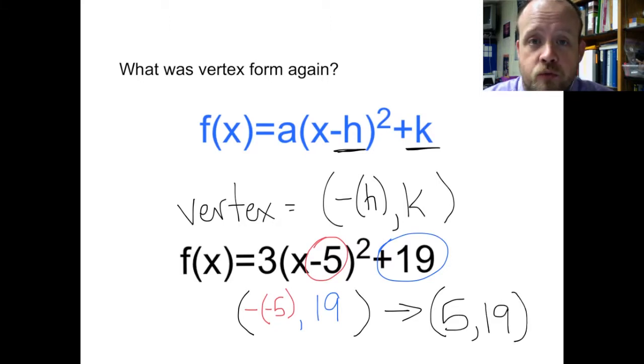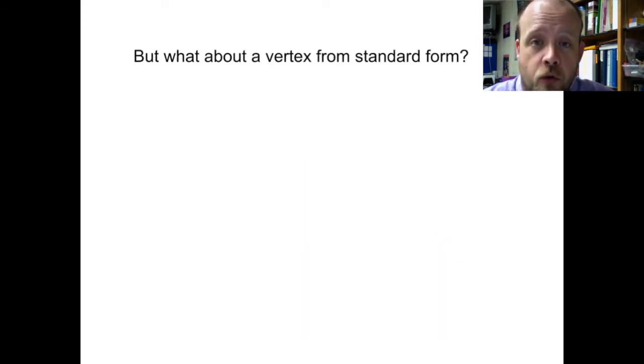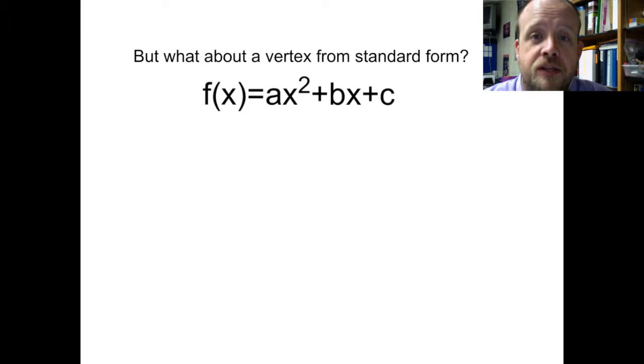So vertex form is really easy to find the vertex of a parabola, but unfortunately, we don't always get vertex form, we get standard form. So let's take a look at that. So, finding that vertex from standard form, let's remind ourselves what standard form is. And that is f of x equals ax squared plus bx plus c.